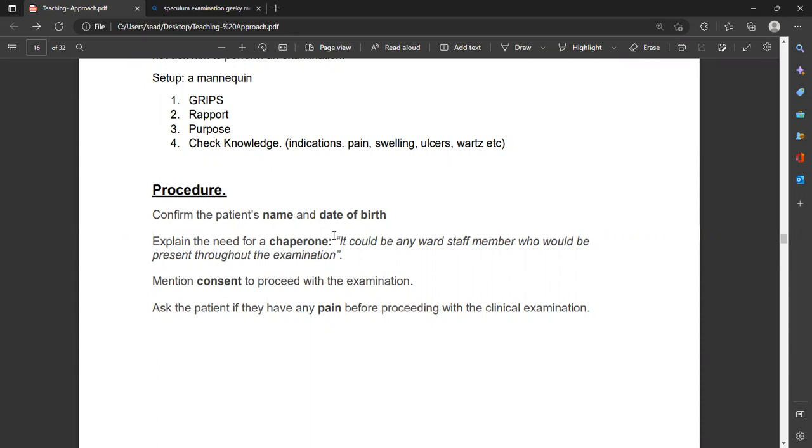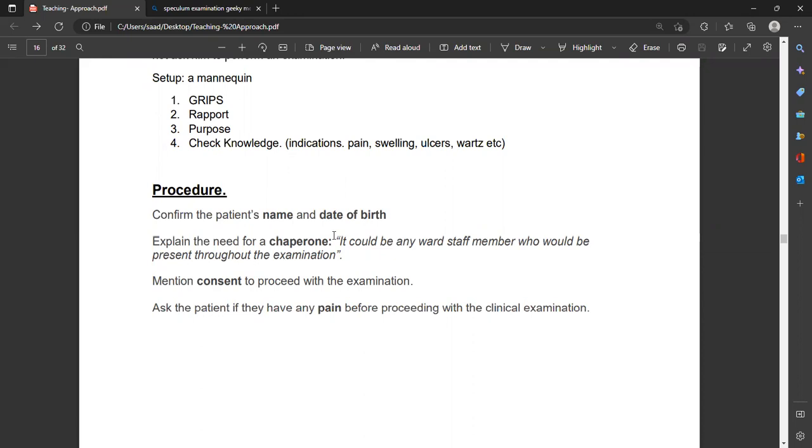Understand that you are here to learn. Okay, so knowledge: what do you already know? When do we perform testicular examination? What are the indications? Whenever there's pain, swelling, ulcer, warts, UTI, or any problem down there, we perform testicular examination. It's done, 1.5 minutes have passed. Now, go to the table, go to the mannequin.